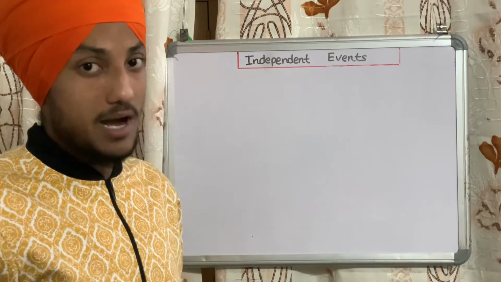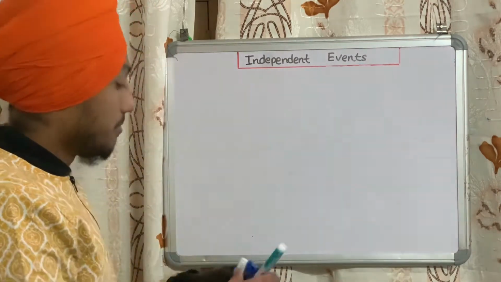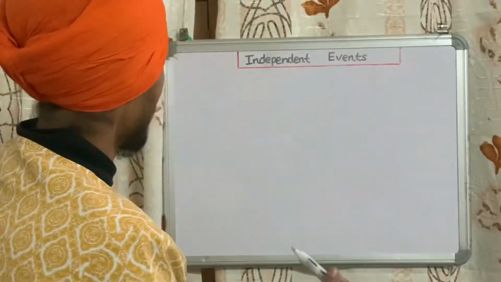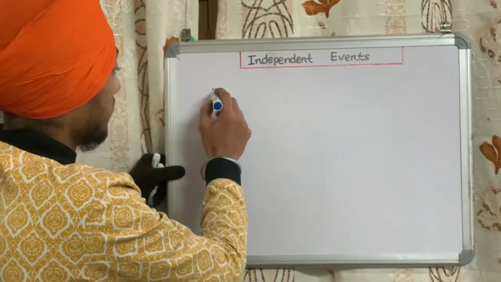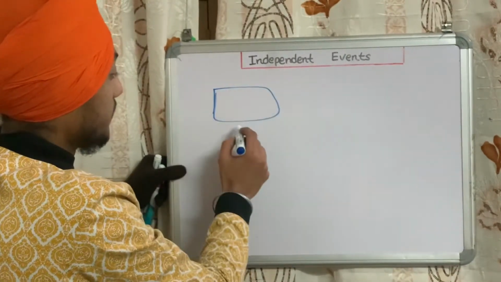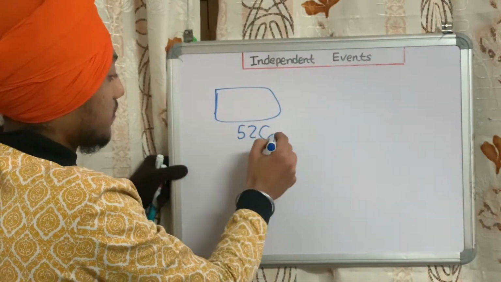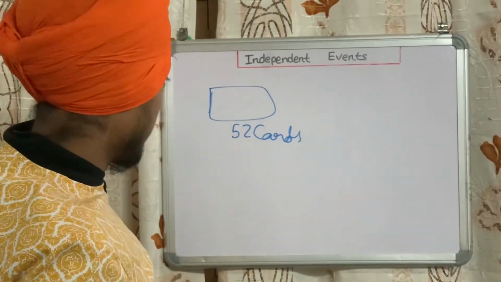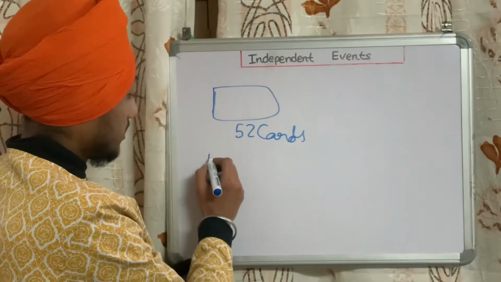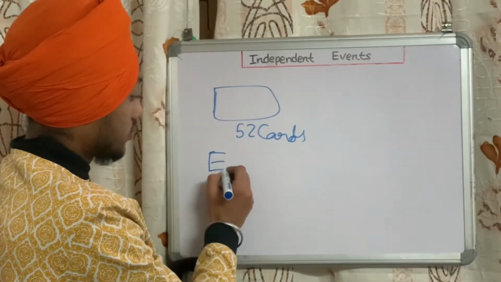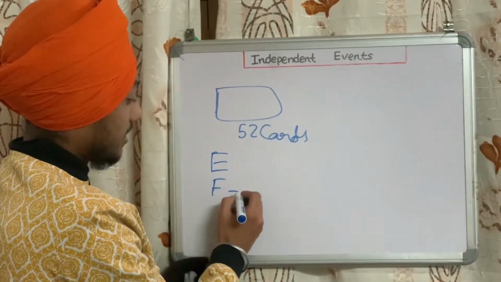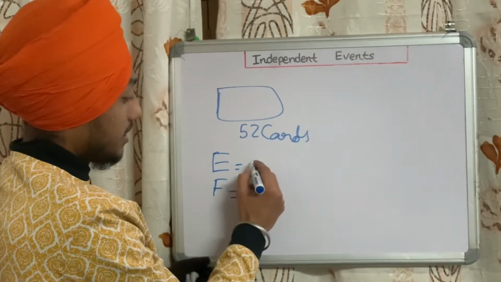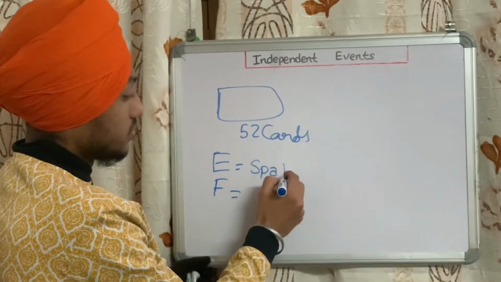In this lecture, I'm going to explain what independent events are. So let's look at the example where we choose from our 52 cards. We have the 52 cards, and in that we define two events, E and F. E is the spade.